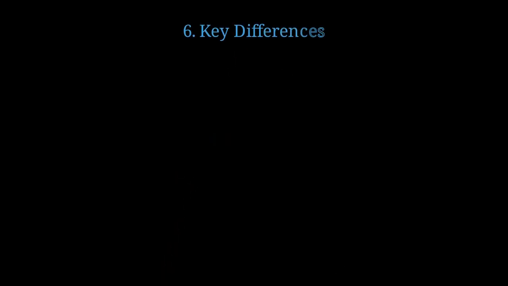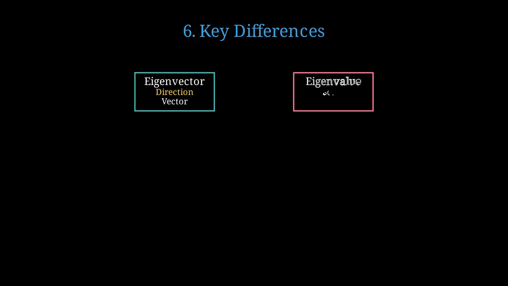Let's summarize the key differences between eigenvalues and eigenvectors. The eigenvector is a direction represented as a vector, while the eigenvalue is a scale represented as a scalar number. Think of it this way. The eigenvector tells you which direction. The eigenvalue tells you how much.